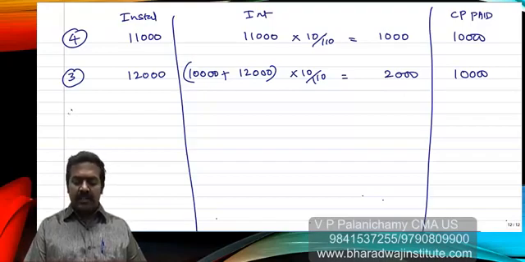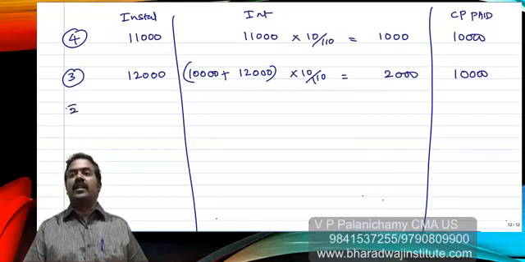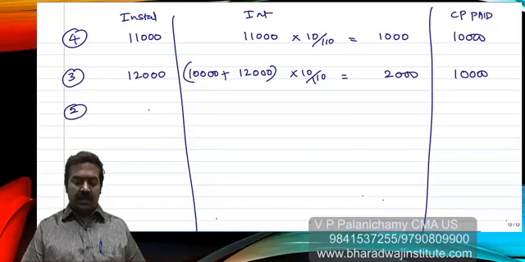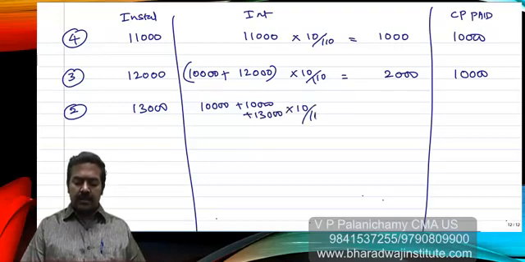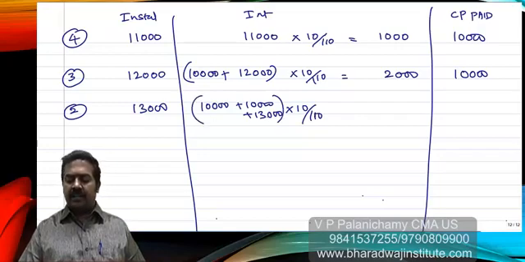Now we are moving to which year? Second year. Look at the installment paid. How much? 13,000. At that time, both these amounts would have been outstanding. 10,000 plus 10,000, now 13,000. So 33,000 into 10 by 110, 3,000. So 13 minus 3, 10,000.